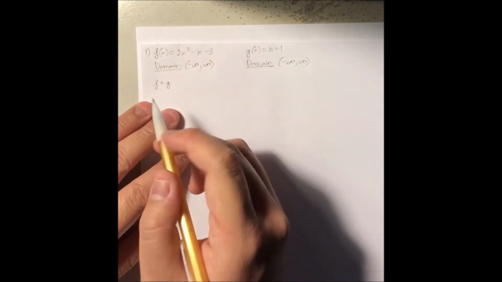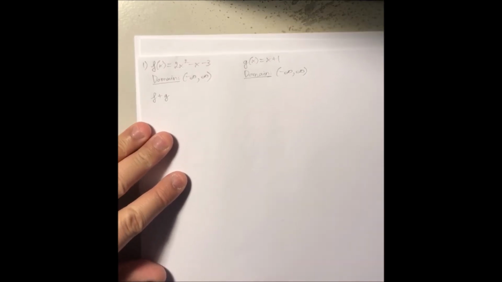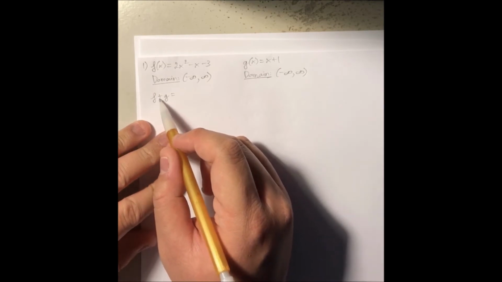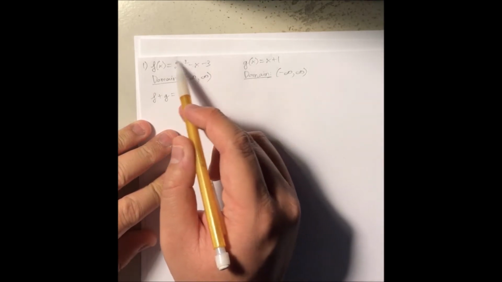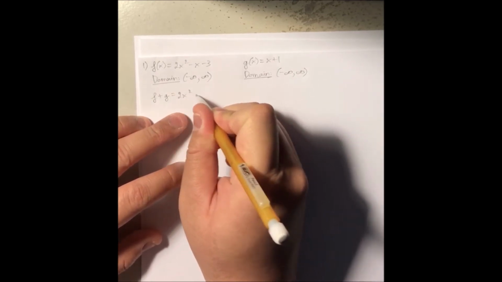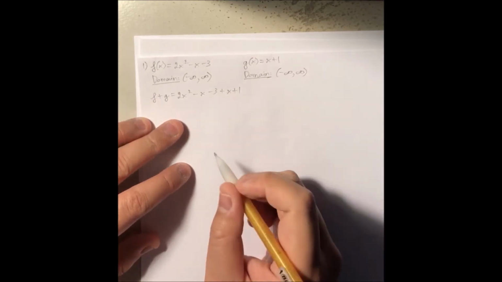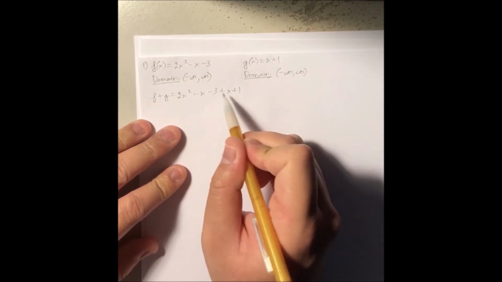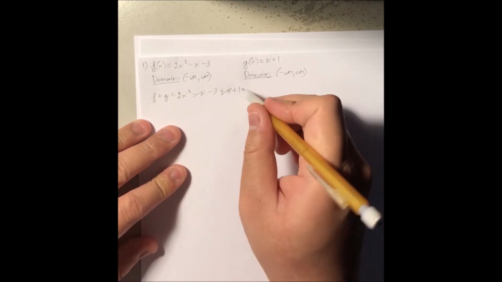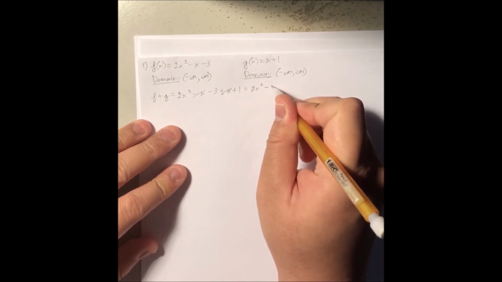f of x plus g of x, but I'm just going to write f plus g, which stands for the sum simply. Well, f plus g is going to be what? Positive f plus positive g, which means these two functions are going to stay the same. So we have x squared minus x minus 3 plus x plus 1. Combining like terms, the minus x and the x cancel out. Negative 3 plus 1 is negative 2, so this equals x squared minus 2.